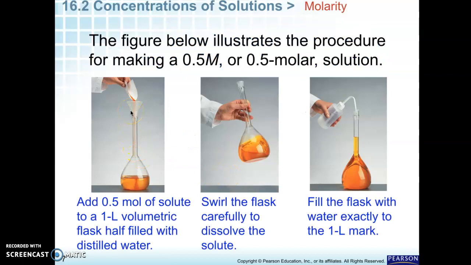This is just showing you how you would make a molar solution. You put a little water in first and then dump in your solute, which is your powder. This one's kind of making stuff brown, probably iron chloride. And then you mix it up and then you dilute it up to the line. Okay, you dilute it up until you have 1 liter of solution.